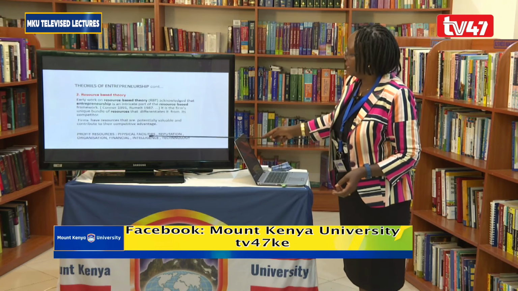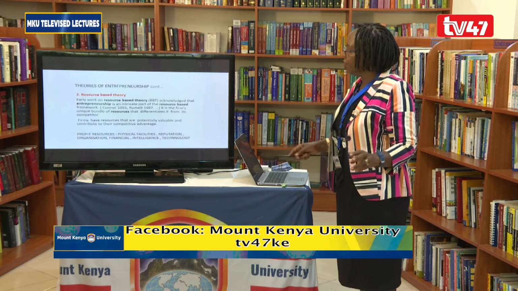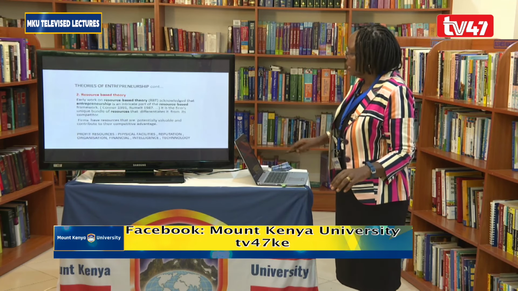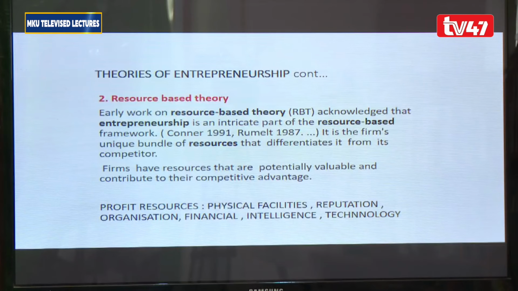What about intelligence? That is also a resource. The resource-based theory says intelligence is one of the resources that entrepreneurs must have to be able to grow their business. And finally, T stands for technology. We know today that the world is ruled by technology. If a trader or entrepreneur is not able to be as dynamic as the dynamism in technology, you are likely to be left behind. And therefore, the resource-based theory says that those resources are what count.